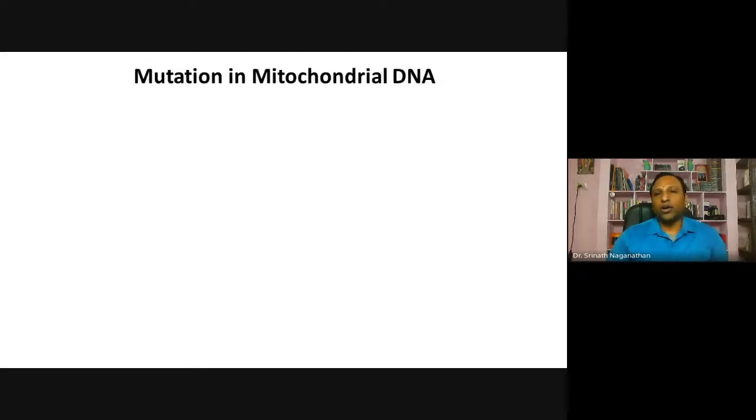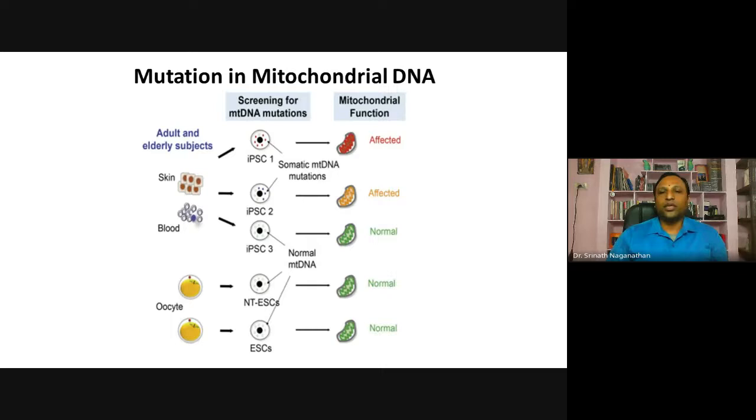So, mutation in mitochondrial DNA. If you see the mutation in mitochondrial DNA, we can understand that in adult or elderly subjects, if in the skin the mutation has taken place, that is iPSC, pluripotent stem cells 1 and 2, that is the somatic mitochondrial DNA mutation, then the mitochondria is affected and there will be no function for the energy generation during the ETC. In the same manner, in the blood, if the iPSCs, that is the pluripotent stem cells 3, the division can happen.